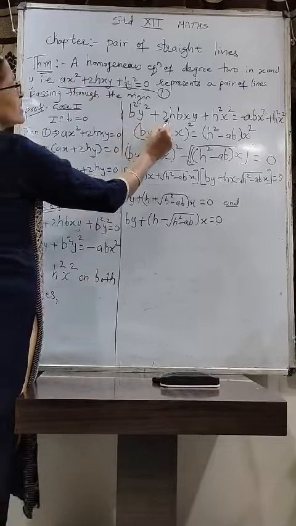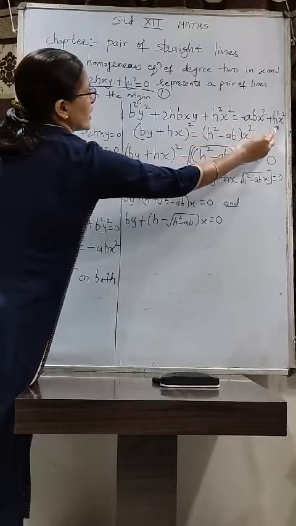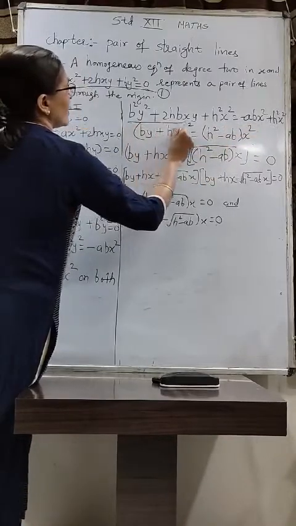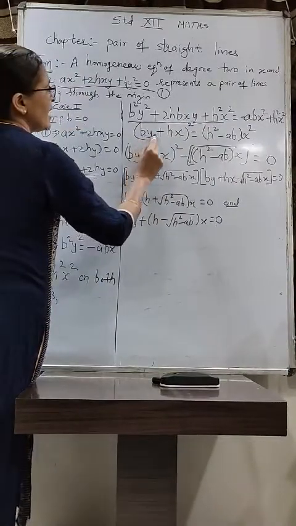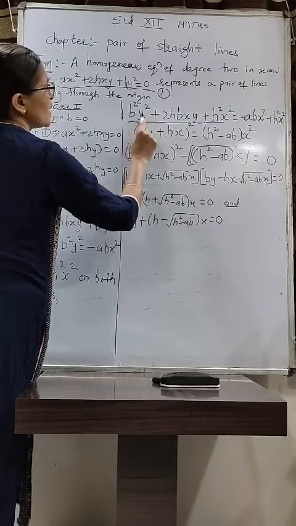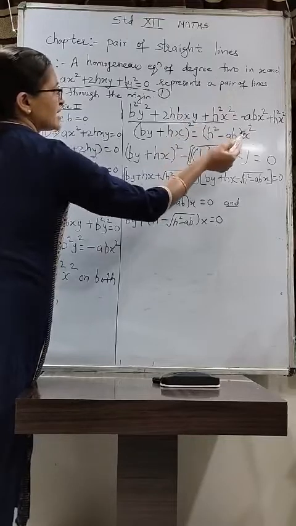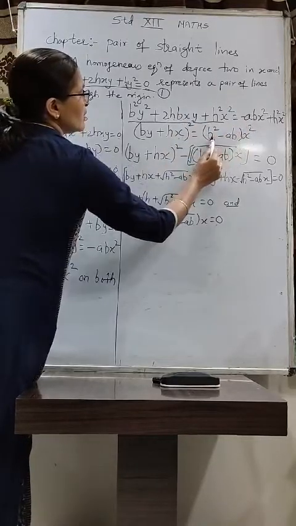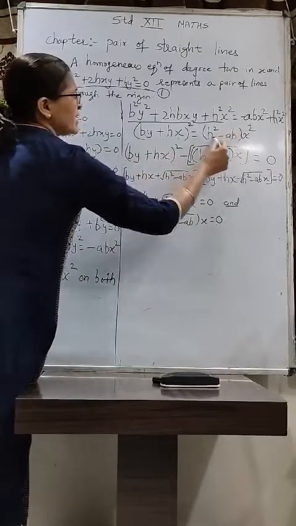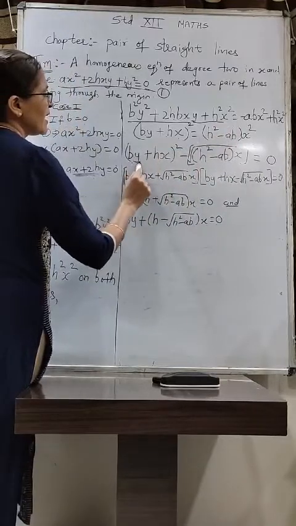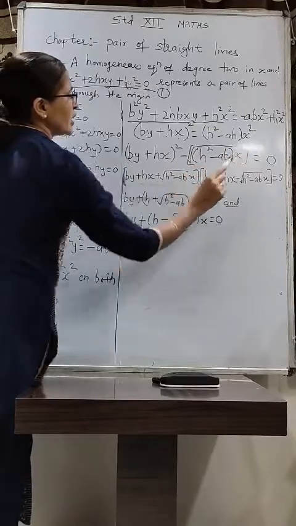It is b square y square plus 2hbxy plus h square x square equal to minus abx square plus h square x square. Now see this term. It is the perfect square of by plus hx whole square, which is equal to b square y square plus 2hbxy plus h square x square. On the right hand side we will take x square common, so it will be h square minus ab times x square. Okay. Now bring this term from the right hand side to the left hand side, so it will become by plus hx whole square minus under root of h square minus ab times x, whole square, equal to 0.